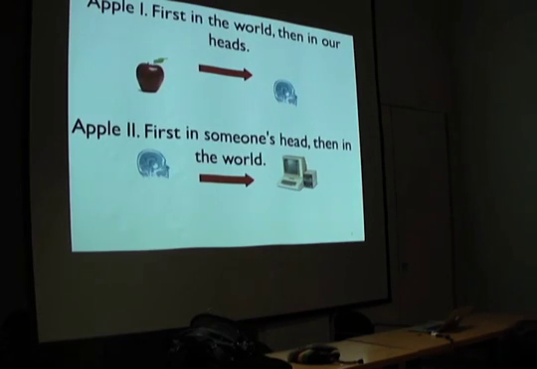But the difference is that this other piece of matter, like the second apple, is something that existed first in someone's head and then in the world. Okay? So while they're both crystals of order, this apple crystallized the order of evolution and self-organization. This one crystallizes imagination.